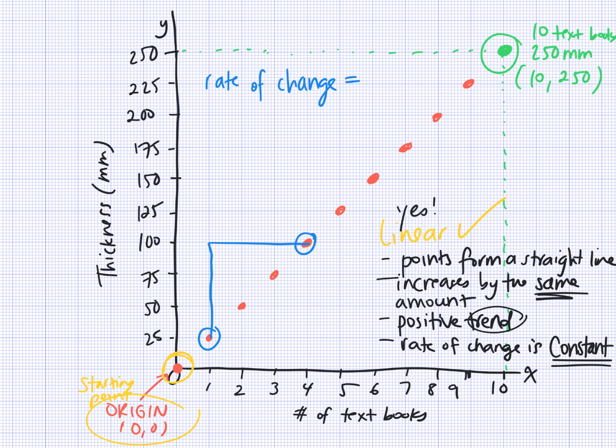Here's my rate triangle. According to the 2 points I picked, what does this go up by? What does it increase by? From 25 to 100, what does it increase by? From 25 all the way to 100. 25 plus 25 plus 25. What is it increasing by? 75, right? That is my rise.